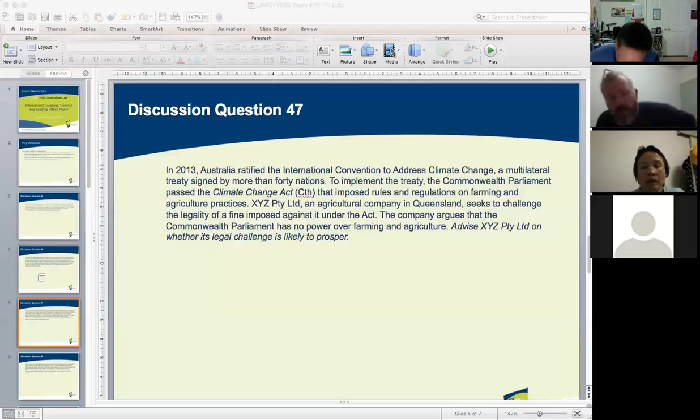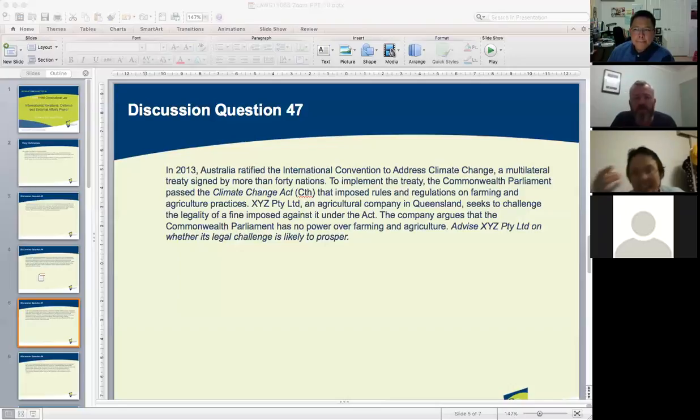You could, by applying the principles of the Boilermakers case, you could say that agriculture and... Which case was that? Not Boilermakers. Engineers case. Yes. So trade and commerce.